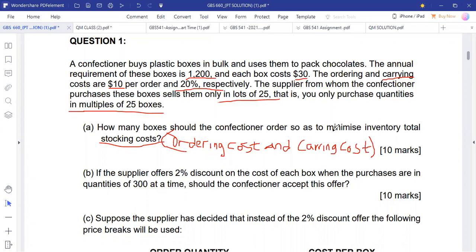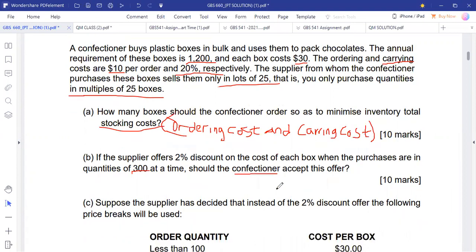Getting down to the second part of the question, part B: if the supplier offers a 2% discount on the cost of each box when the purchases are in quantities of 300 at a time, should the confectioner accept this offer? We will get into an evaluation to determine if the confectioner can accept or reject the offer.